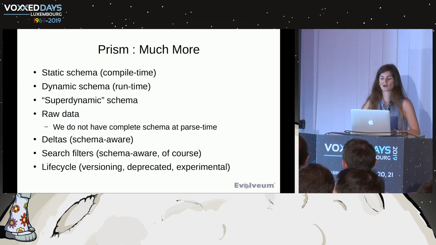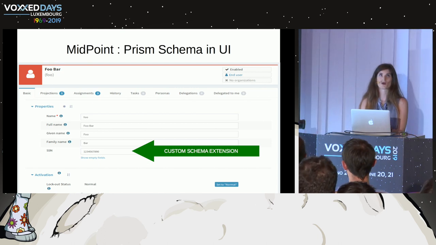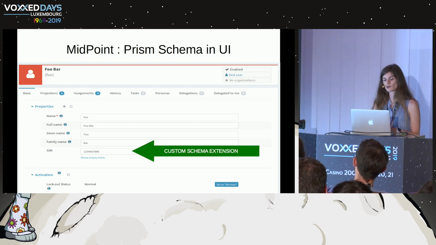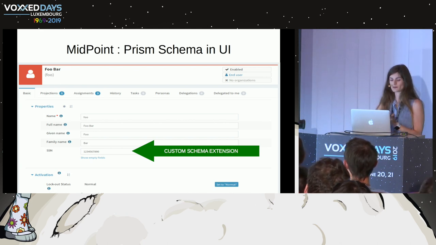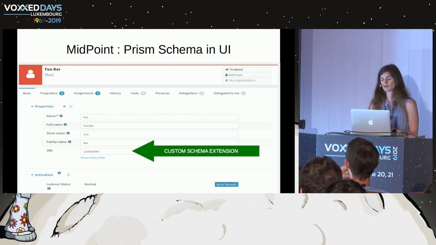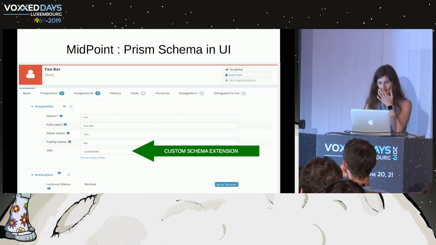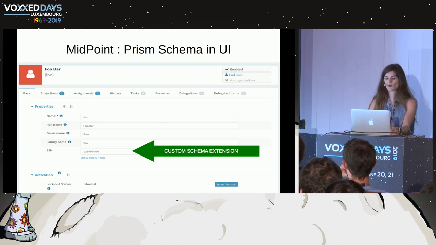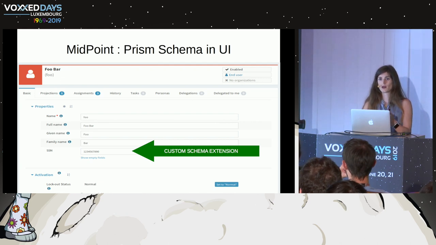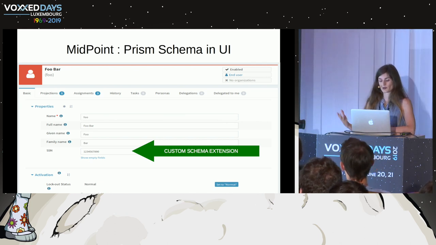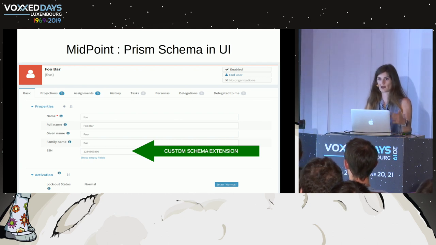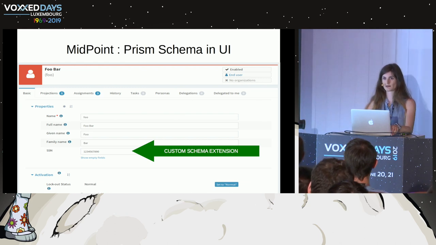MidPoint is, I would say, schema all the way. We use schema everywhere, and one of the big advantages of using schema is also in the GUI, the graphical user interface. For example, most of our graphical user interface is generated. There is core functionality that generates the interface, and without the schema and all this information about attribute types, multiplicity, and others, we would not be able to generate such a graphical user interface. And when the customer defines its own schema, midPoint just processes the schema, and without any coding, the attributes from the schema are automatically displayed in the user interface.